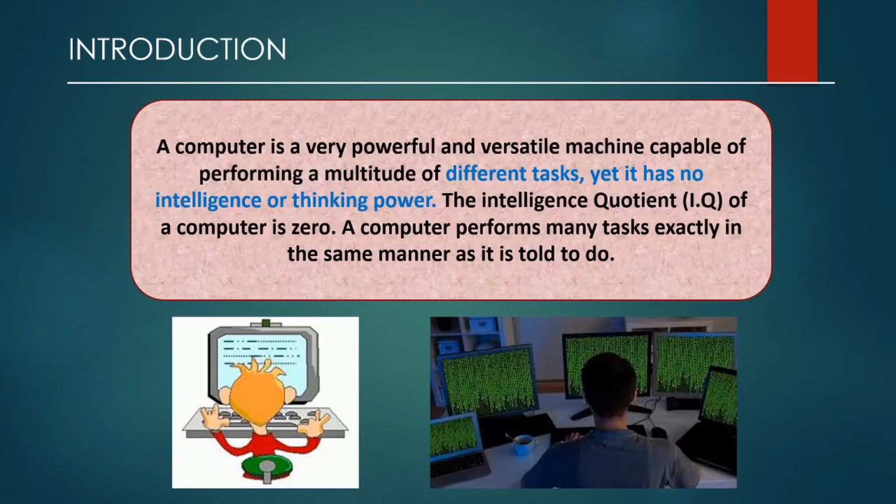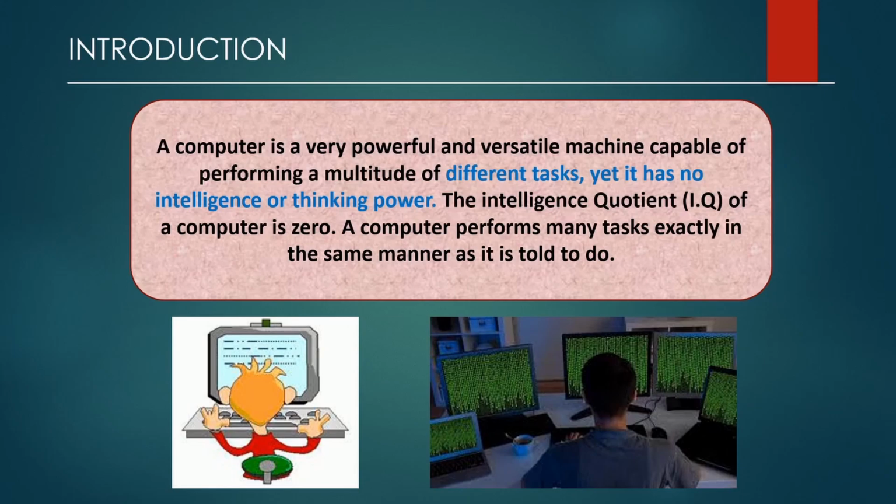A computer is a very powerful and versatile machine capable of performing a multitude of different tasks, yet it has no intelligence or thinking power. As strong as our computer is, there is no way that the computer has a way of thinking for itself, because any input placed into the computer is placed by the user or the programmer.